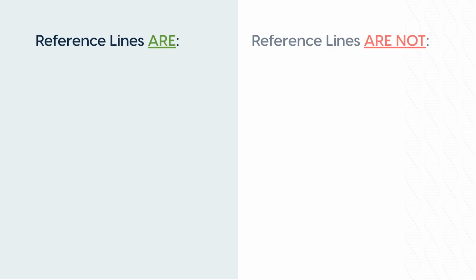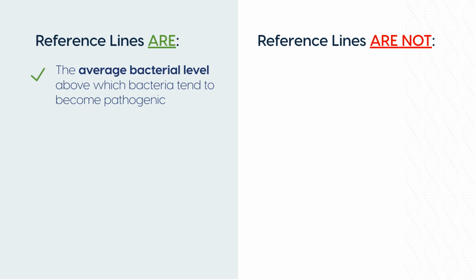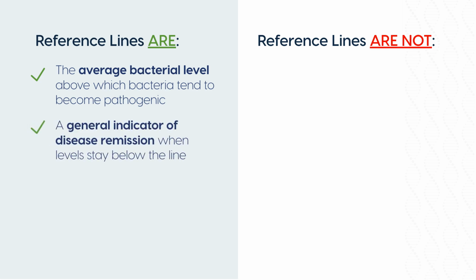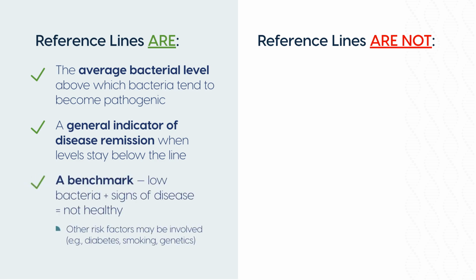Next, we will review what reference lines are and are not. Reference lines are the average bacterial level above which bacteria tend to become pathogenic, a general indicator for remission of periodontal disease when bacterial levels are maintained below the reference lines, and a benchmark. If a patient has bacteria levels below the reference lines but has clinical signs of periodontal disease, this patient cannot be deemed as healthy due to the clinical signs.